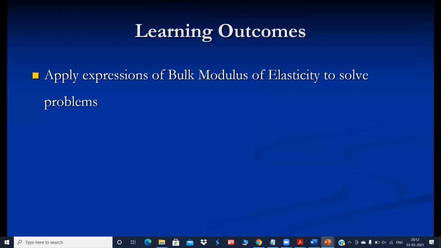That's it. At the end of this session, you should be able to apply the suitable expressions of bulk modulus for solving numericals. That's it from this lecture.